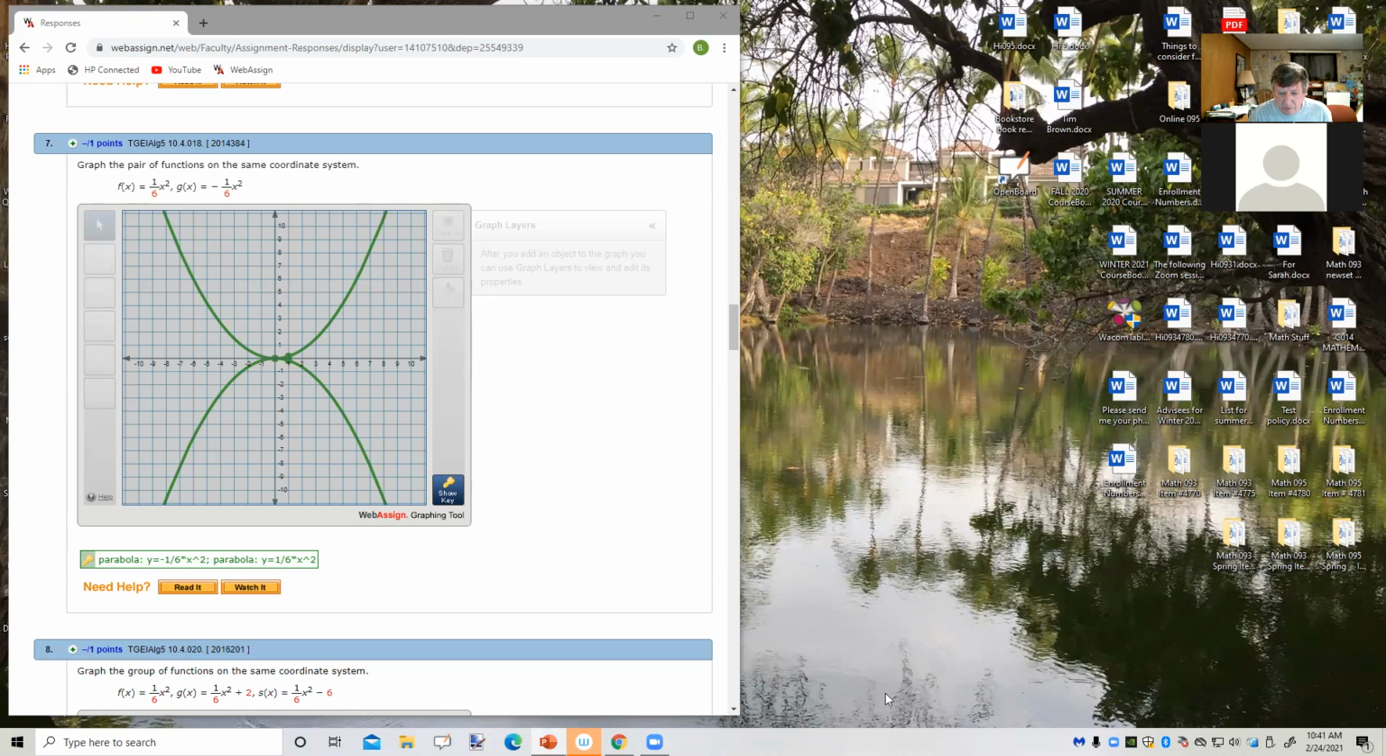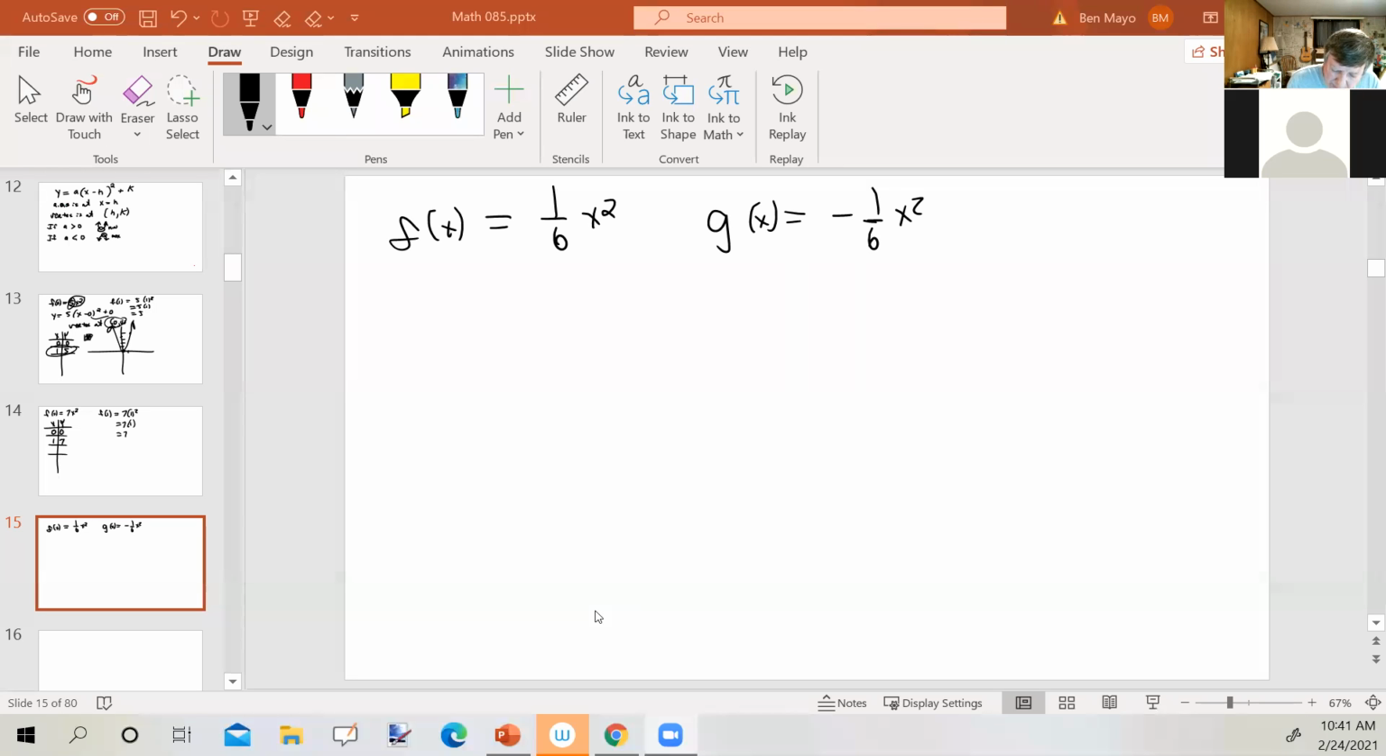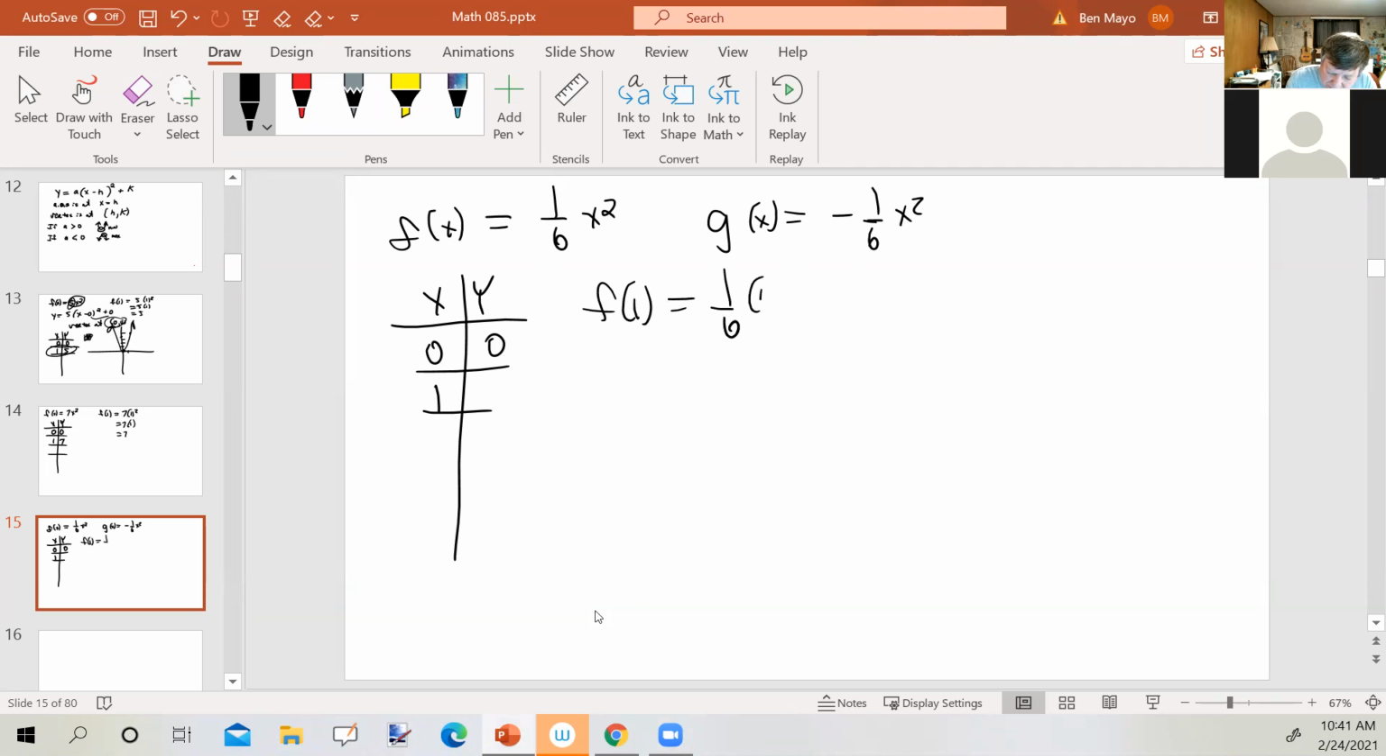Okay, so we're going to go back to my whiteboard screen. And again, that's in the form where the only term is involving x squared. So the vertex is going to be at the origin, okay? If x is 1, you'd have f of 1 equals 1/6 times 1 squared, which is 1/6 times 1, which is 1/6. Okay, so that's at 0, 1/6.